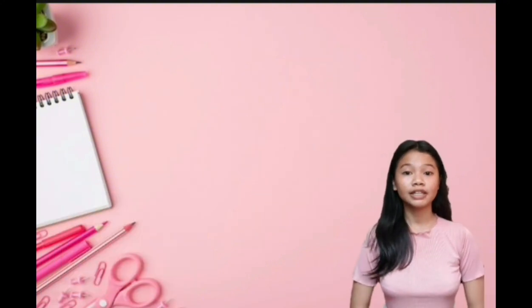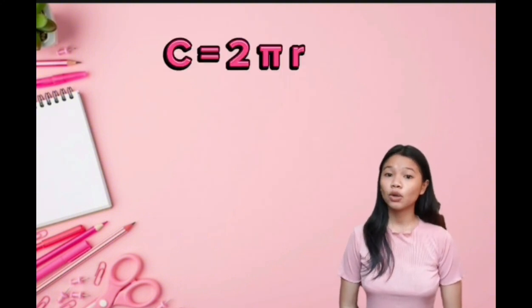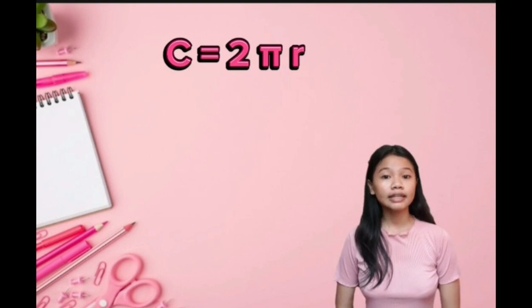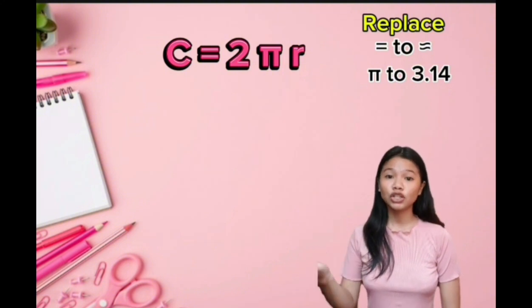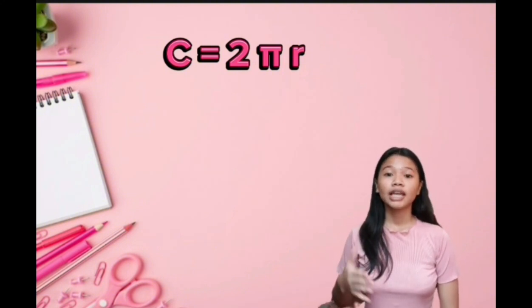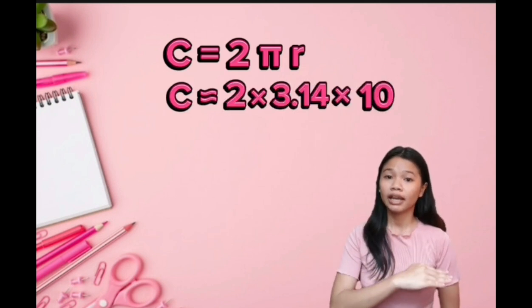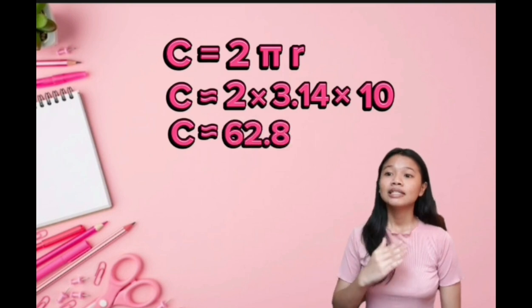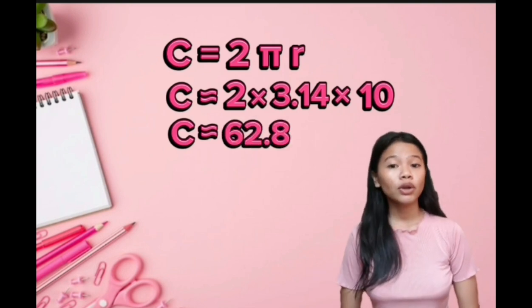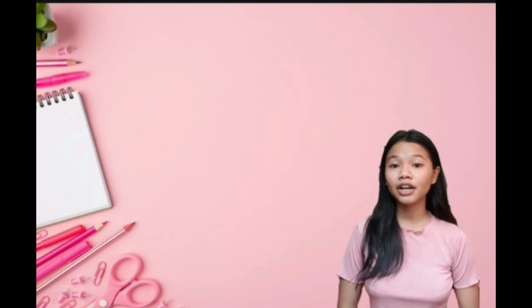We can also write our circumference in decimal form using the approximate value of pi, which is 3.14. First step is to write the formula, C equals 2 pi r. In the second step, we replace the equals sign with approximately, pi with 3.14, and the radius with 10. That gives us C approximately 2 times 3.14 times 10. If we multiply it together, we get C approximately 62.8, then add the unit of measure, which is centimeter. So this is how we can calculate the circumference of a circle if we are given a radius.